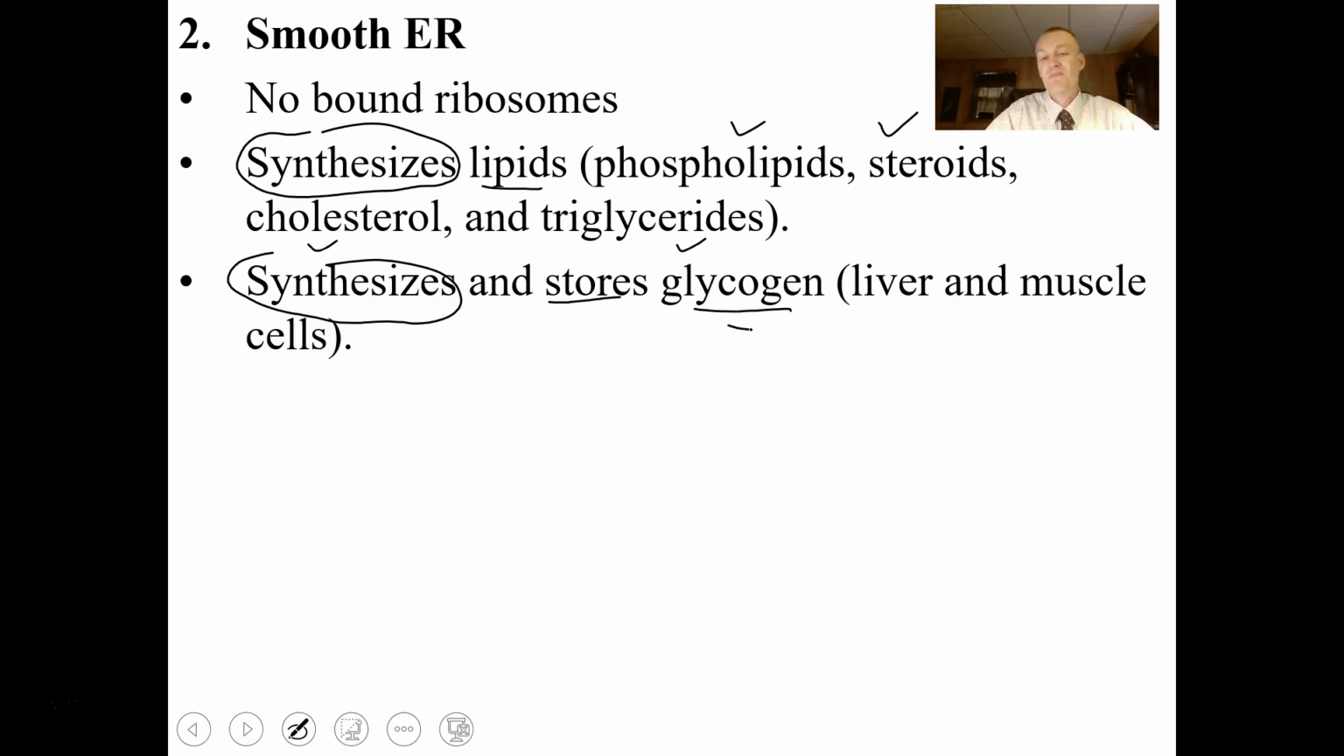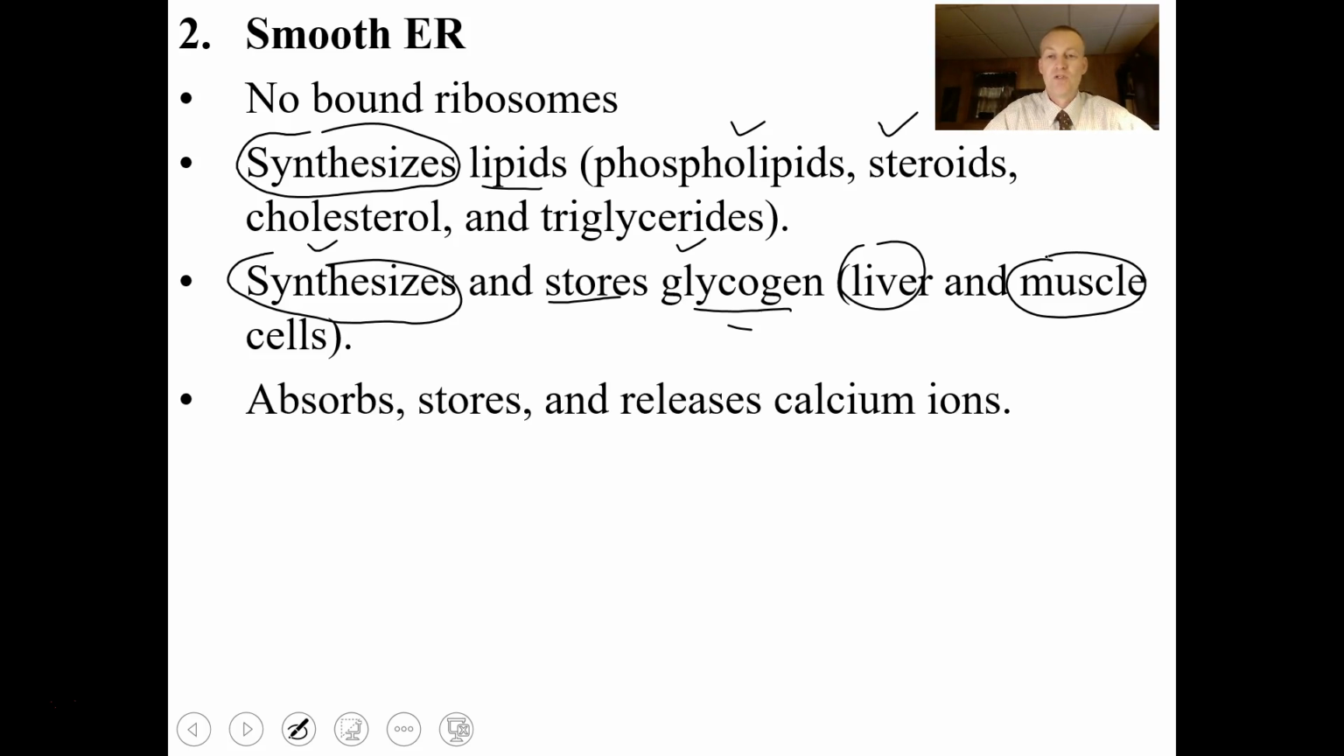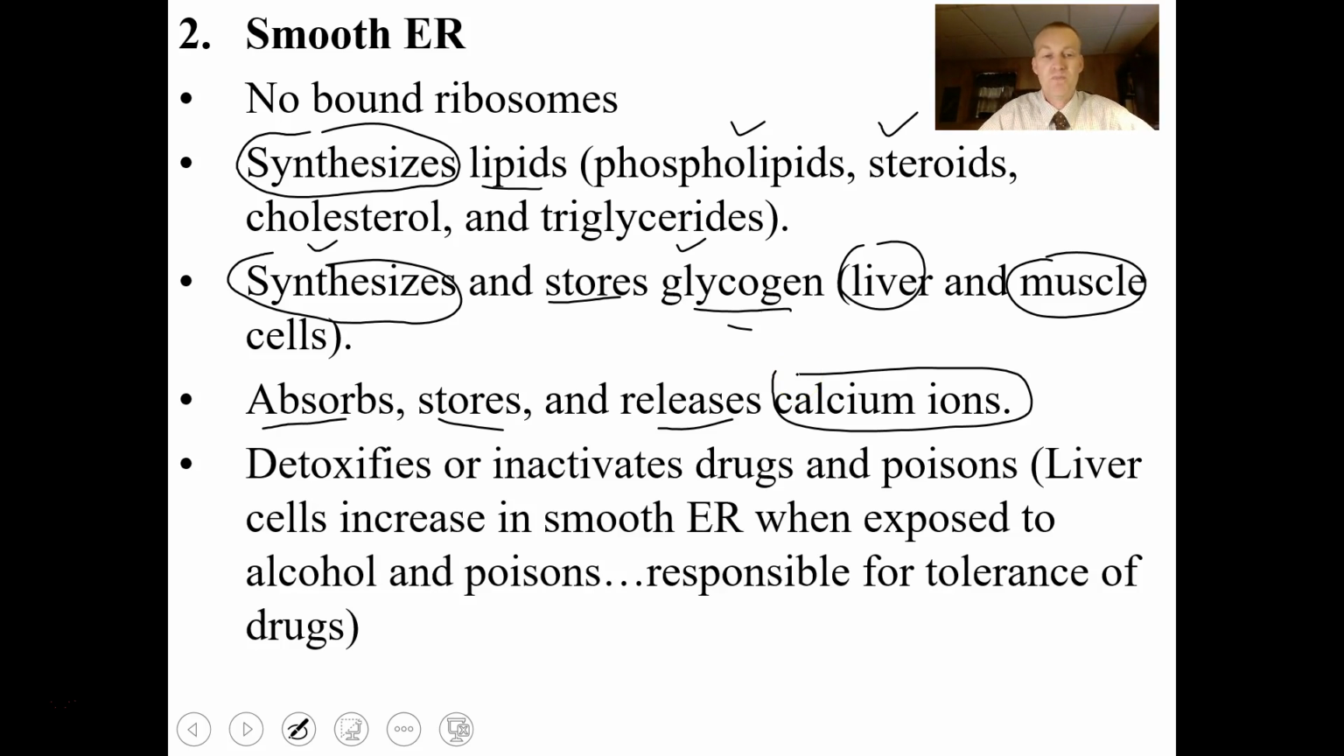Okay, glycogen is made from glucose monomers that are stuck together to form the polymer glycogen. And so they make them, they store them, and they can release them. So the liver and muscle are two organs that you would see a lot of. They would have cells that would contain lots of smooth ER to do this particular job of making glycogen. They also absorb, store, and release calcium ions. This is very important in things like muscle tissue.